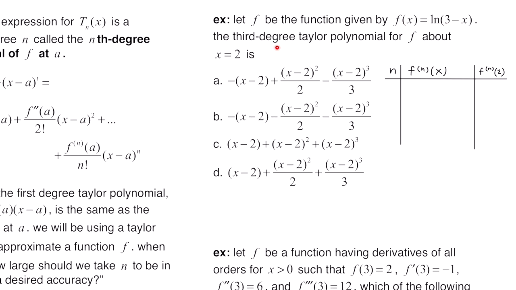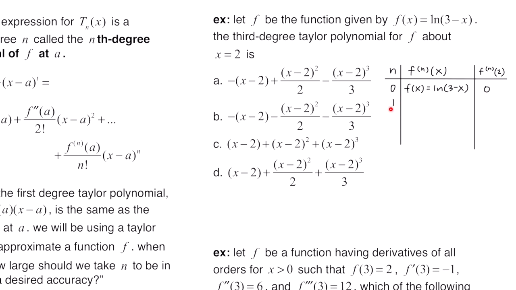The third degree Taylor polynomial for f about x equals 2 is... So first I set up our chart to take our derivatives. We're going to start with n equals 0. So that's just going to be the original function, natural log of 3 minus x. And since the Taylor polynomial for f is centered about x equals 2, we're going to plug in 2 for x right here. So 3 minus 2 is 1. The natural log of 1 is 0. So I have that written here in the last column.